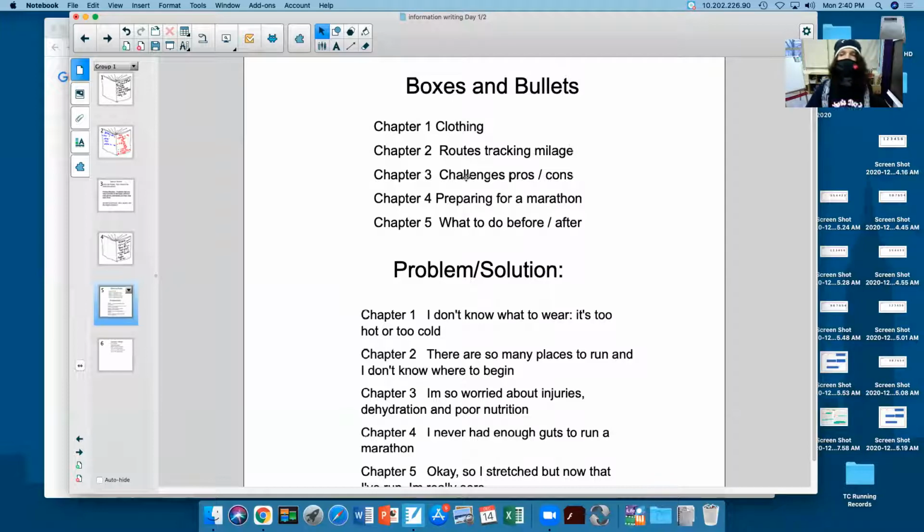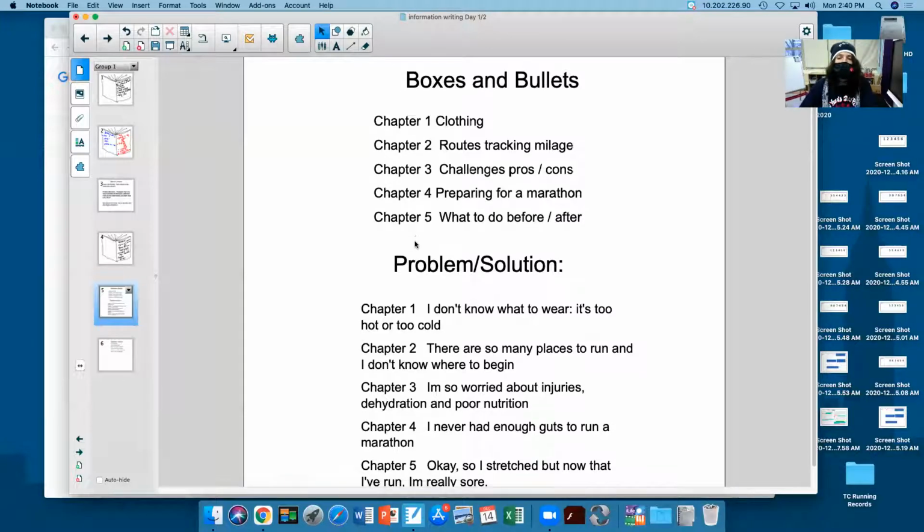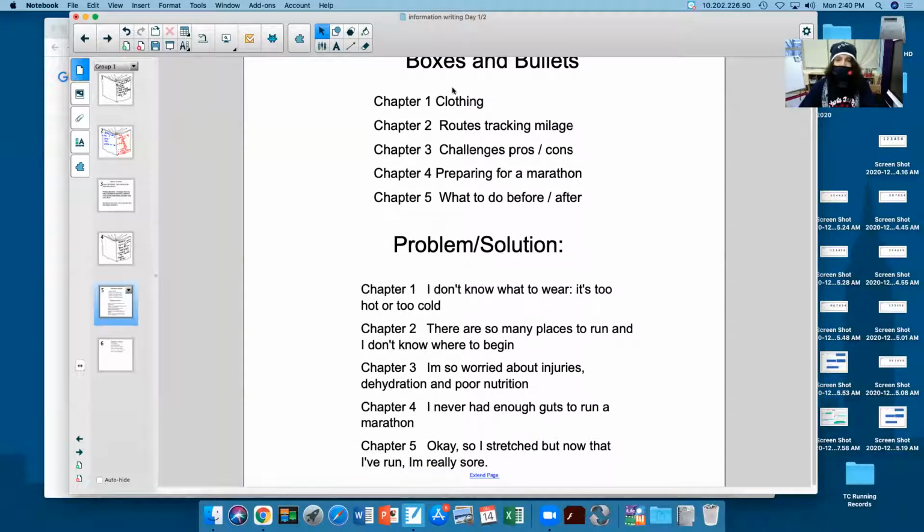One chapter is going to be challenges, and everything that you think you know about the challenges of running, the pros and cons. One chapter might be preparing for a marathon. Okay, so that I believe is likely the easiest, most straightforward, direct way of structuring your book. This is the information I'm going to teach you about. Here's the information. Here's something I'm going to teach you about. Here's the information.